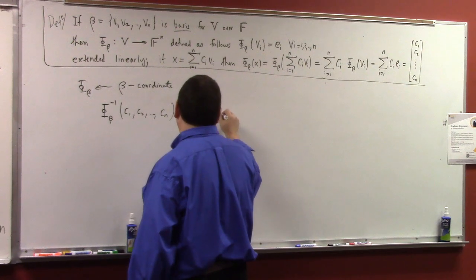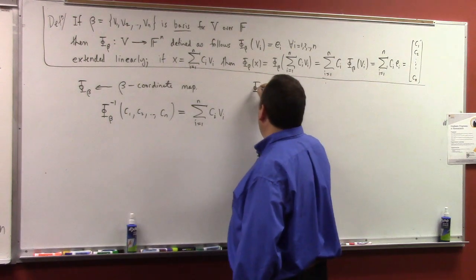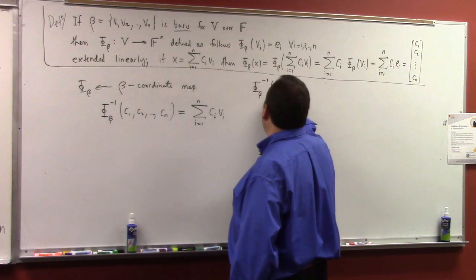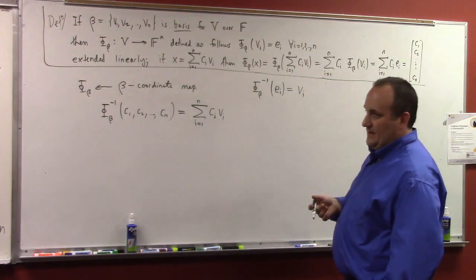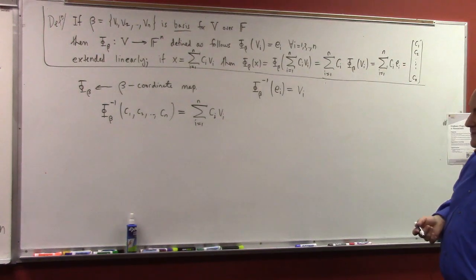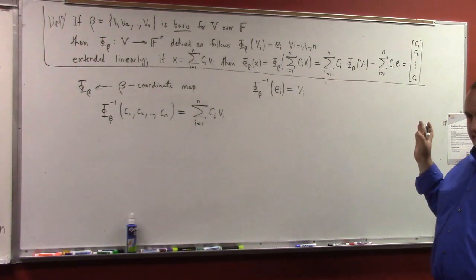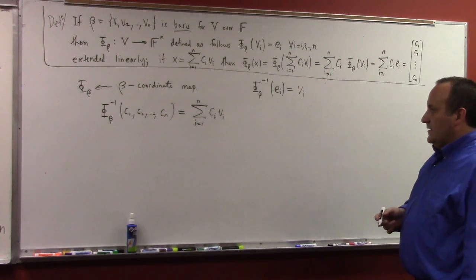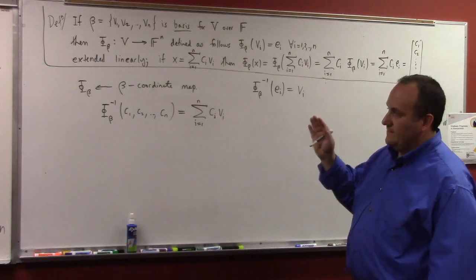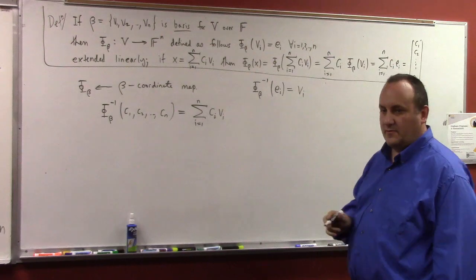C_i v_i, right? In other words, the inverse map takes the standard basis and maps it back to the abstract basis. That's what defines the inverse coordinate map. So it takes the coordinate column vector and strings it out as the coefficients of the linear combination in the abstract space. That's what the coordinate map does. And of course, you can prove that that is a genuine inverse for beta. If you compose one with the other, you get back where you started, in either order, fine.